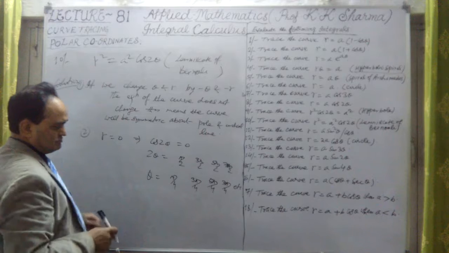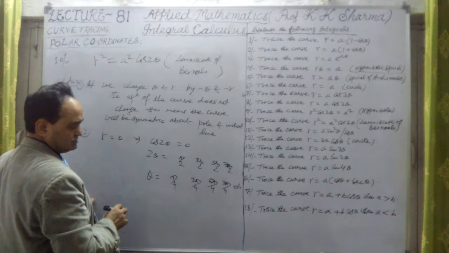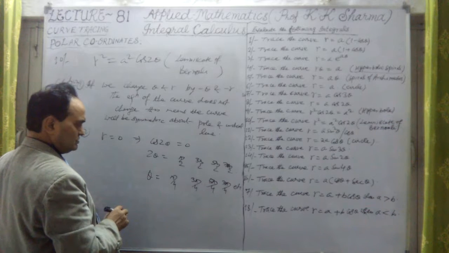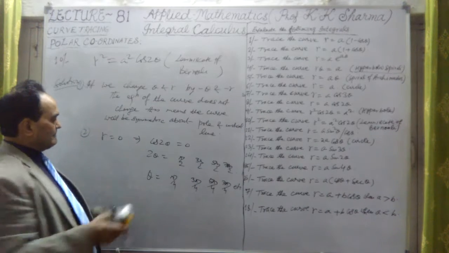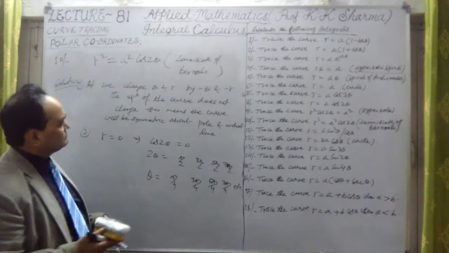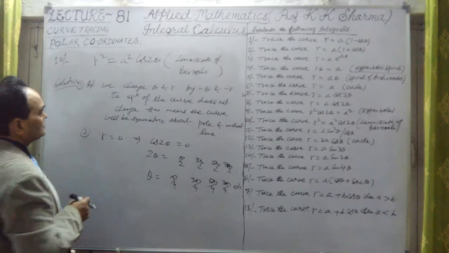At pi by 4 there is a tangent. At 3 pi by 4 there is a tangent. At 5 pi by 4 there is a tangent. And at 7 pi by 4 there is a tangent here. So, those are the points that we described. So, what is the curve here? And if I differentiate it, then the maximum value of that curve can be obtained.